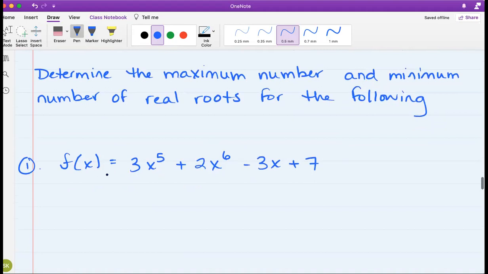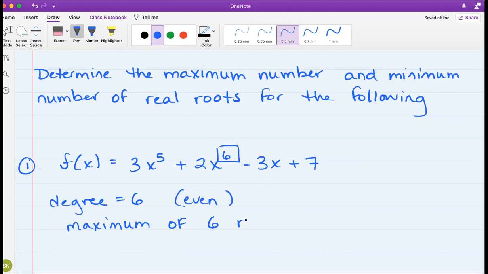So here's my first function. F of x is 3x to the 5th plus 2x to the 6th minus 3x plus 7. When you want to figure out how many real roots you have, you want to find the degree. Now, I kind of mixed up these terms. Remember, the degree is the largest power of x. So the largest power here is here. So the degree is 6. And this is an even number. So what's going to happen is, when you factor something like this, you can have a maximum of 6 real roots.